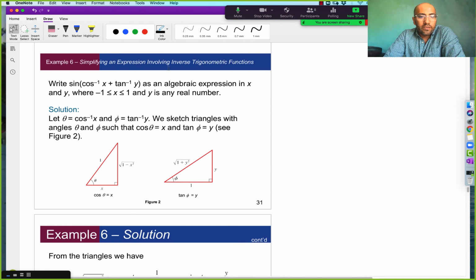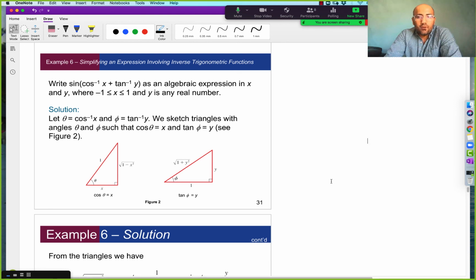Okay, so for all of these that involve something that looks like this, create triangles. Set up your cosine inverse, your sine inverse, your tangent inverse. Set them equal to some unknown angle, alpha or phi or theta, whatever. Create the triangle. Use the Pythagorean theorem to solve for the missing side. And then from that point on, you can find all the trigonometric functions based on that angle. Okay?